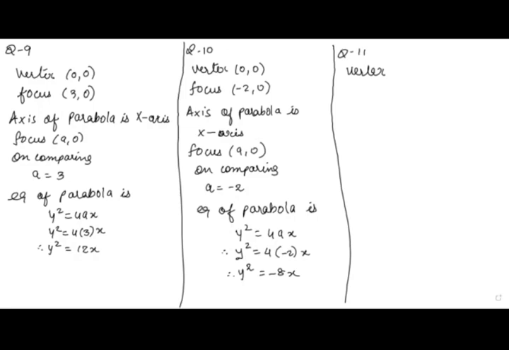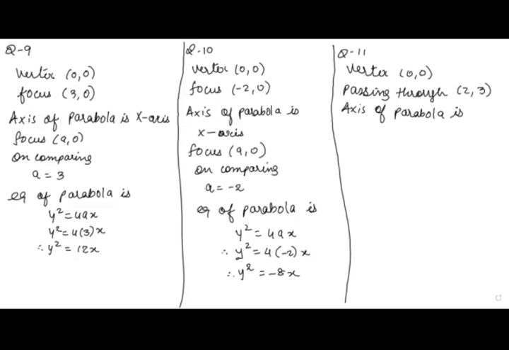Vertex is given as 0 comma 0, and the passing point here is 2 comma 3, and it is also given that the axis of the parabola is the x-axis.